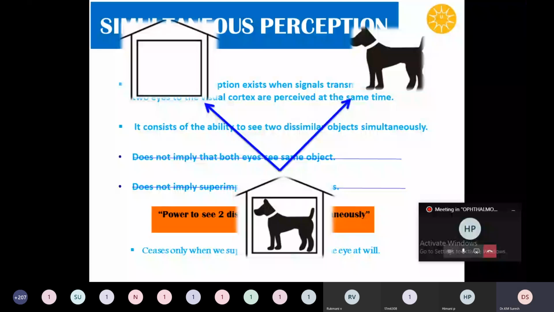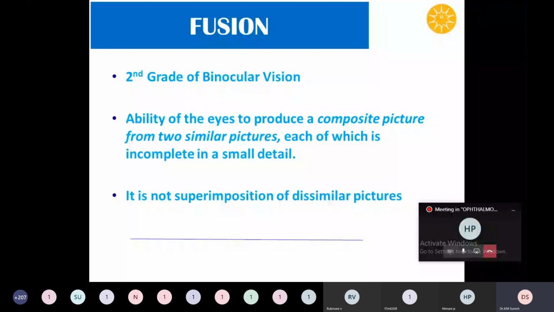Coming to the previous thing is simultaneous perception. Now we have come to the second grade of binocular vision, the ability of the eyes to produce a composite picture from two similar pictures, each of which is incomplete in a small detail. For example, if you are looking at a person, his left ear is seen by your right eye, but it is not seen by the left eye. But this deficit is overcome when both the eyes are open, and both the eyes will have the ability to produce a composite picture from two similar pictures.